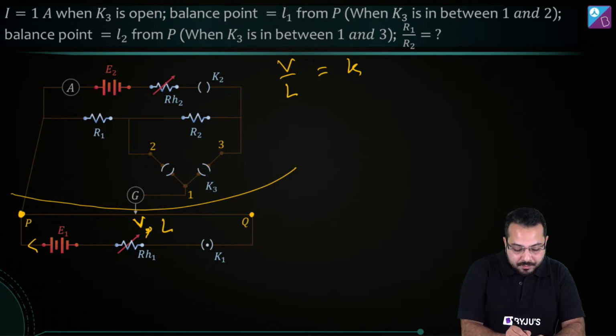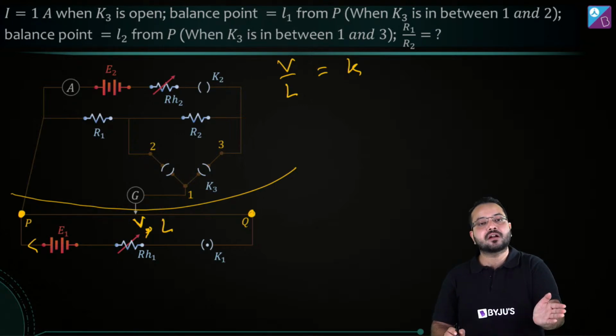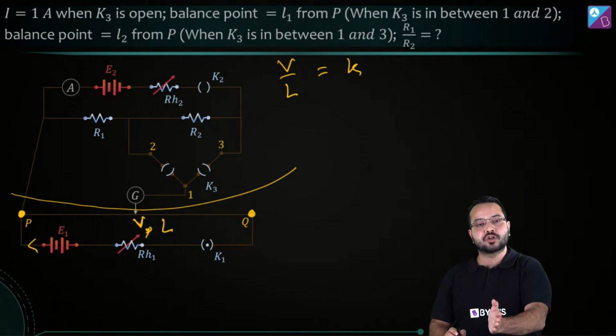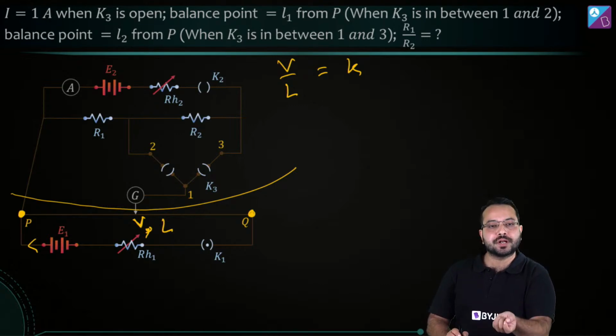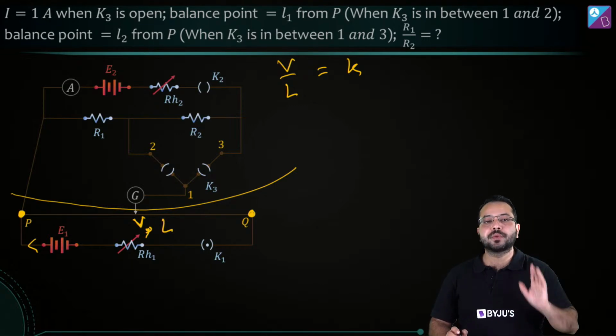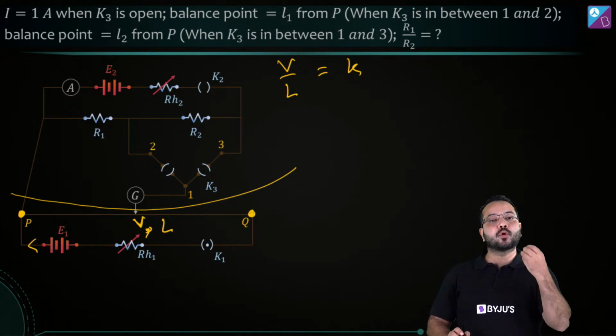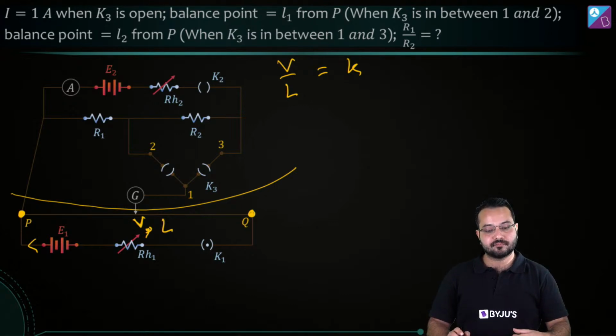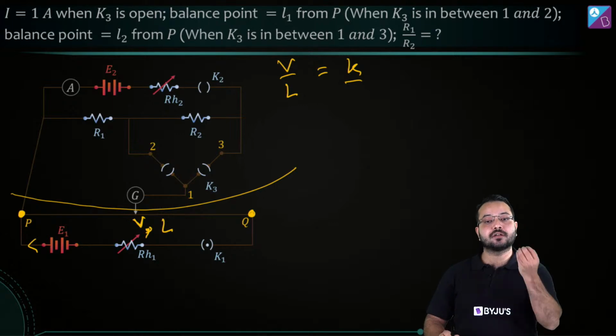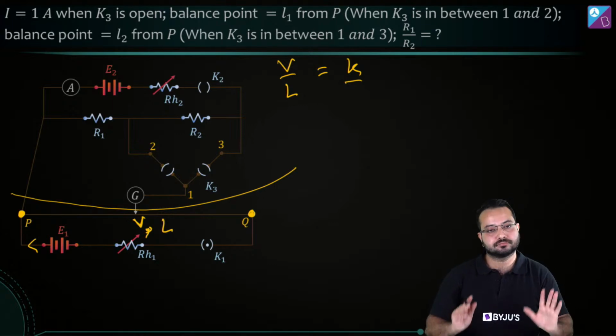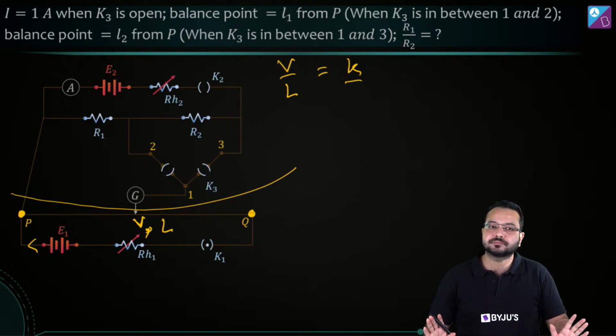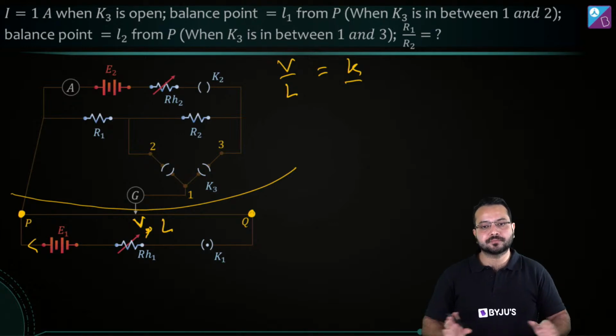So when we go from here to here, traversing a length of L, the potential drop is V. So if we go over unit length, the potential drop is V by L. This is called the potential gradient, and it is going to be a constant for a particular potentiometer. Is that correct? Any problem here? Is that clear?